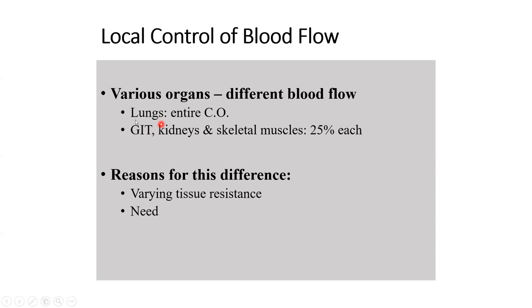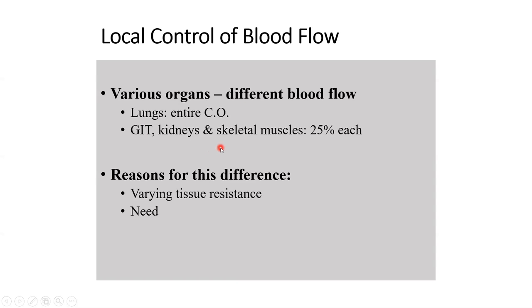This is an interesting example: the lungs accommodate the entire cardiac output per minute of the heart. So there is an extremely large flow of blood through the lungs all the time, and it's a requirement, because the blood needs to be oxygenated. There are other examples like GIT, kidneys, and skeletal muscles, which take up 25% of cardiac output each. Again, this is a rather high blood flow through these tissues, and this is according to their function. So the point here is various organs have various blood flows.